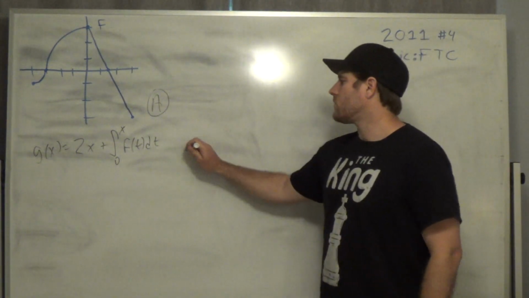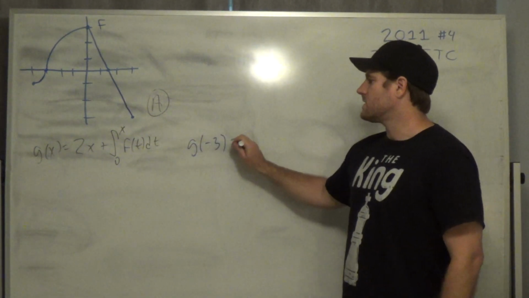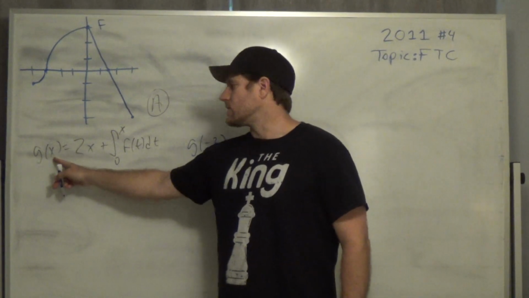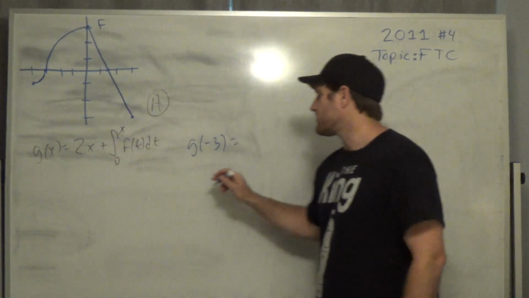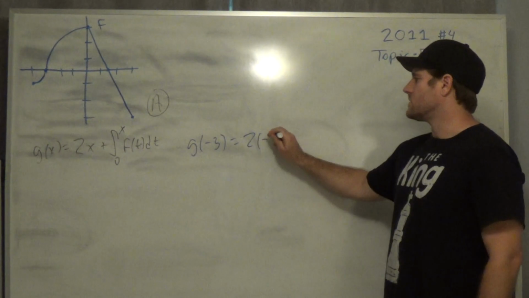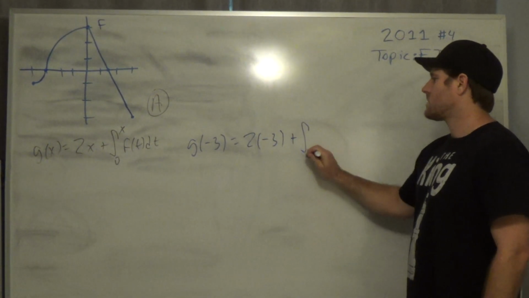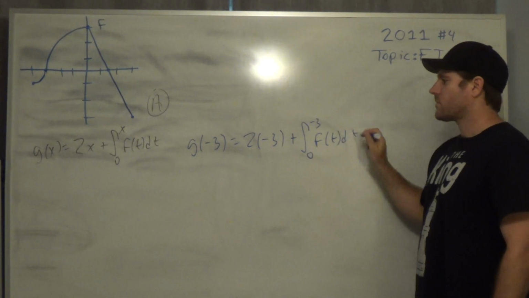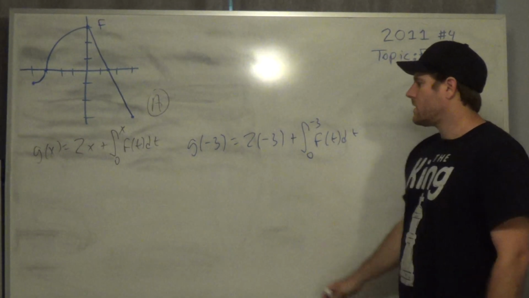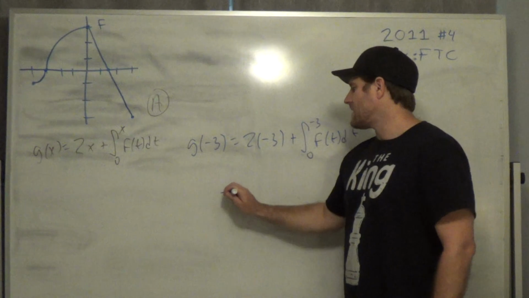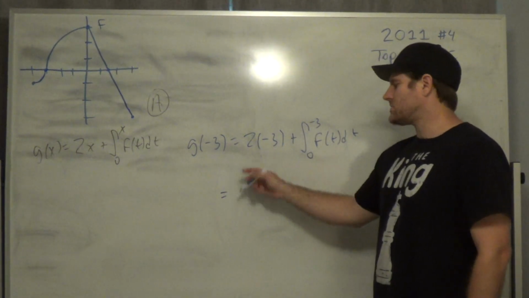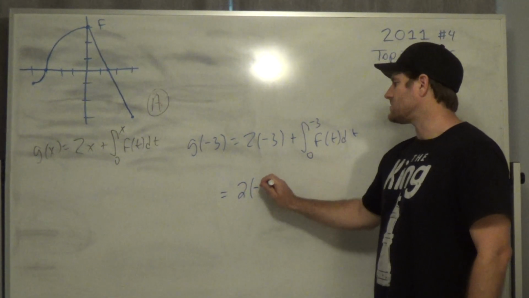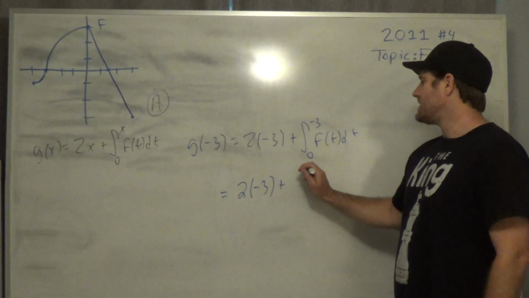If I want to know what is g of -3, every x is a -3. So a -3 here and a -3 here. So -3 goes here, -3 goes here. Okay, now I just have to work this out. So my answer here, I don't even have to simplify this. If you want to change this to -6, that's fine. I'm not changing it.